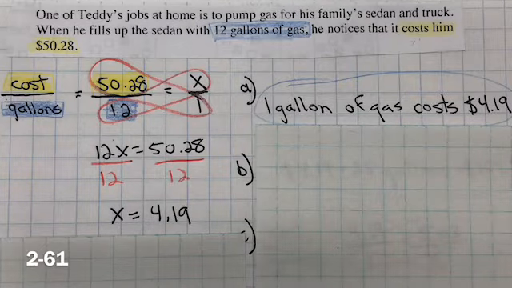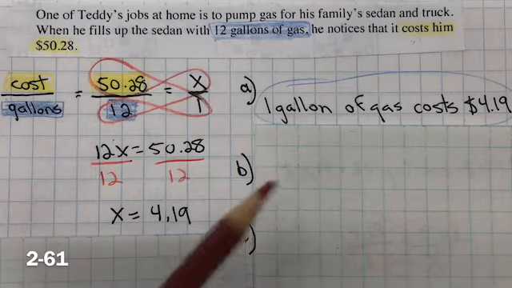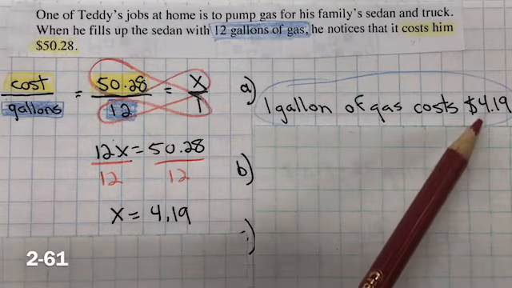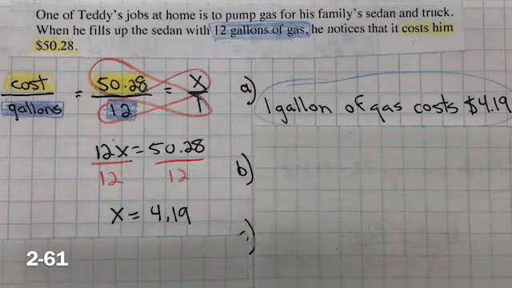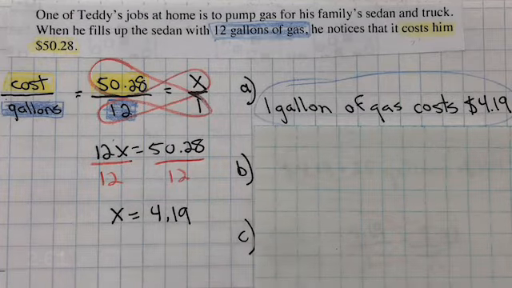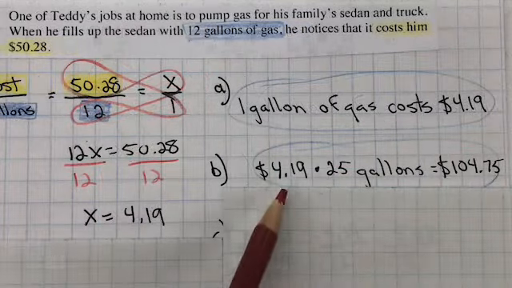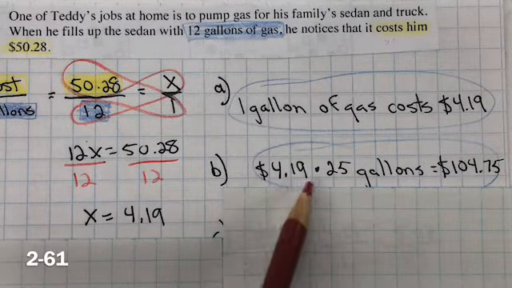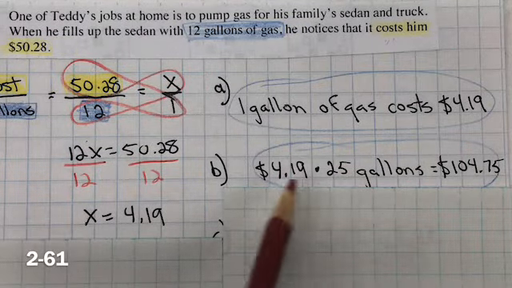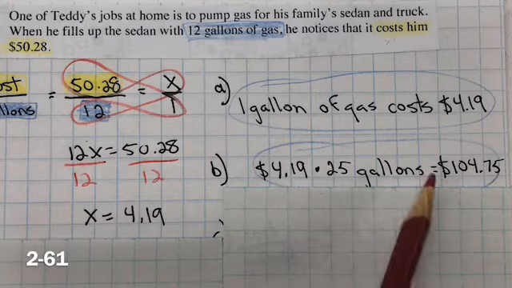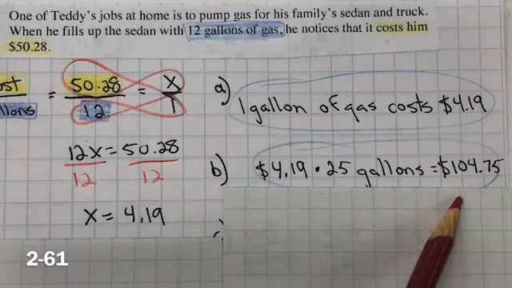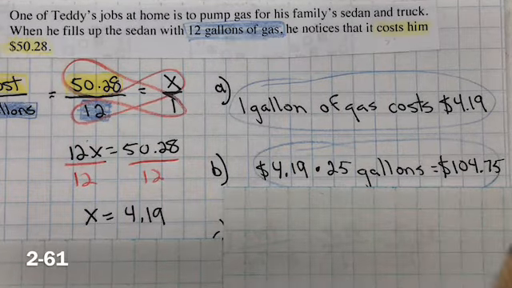For B, how much will it cost him to fill the truck up if he needs 25 gallons of gas? So we know that if 1 gallon costs $4.19, to find 25 gallons, we would just multiply 25 multiplied by $4.19. So here we have $4.19 multiplied by 25 gallons. So we have the cost of 1 gallon multiplied by 25 gallons equals $104.75.